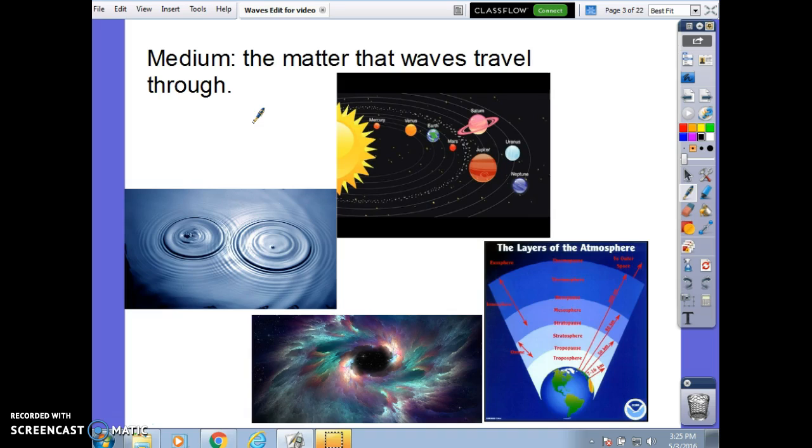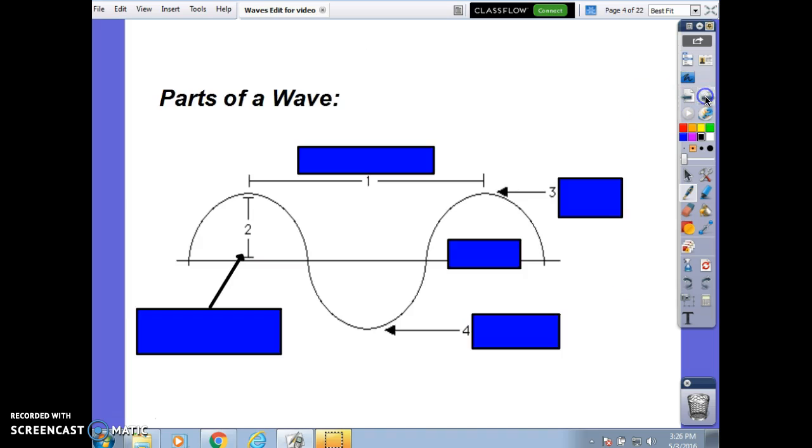So some of the mediums that we know about that matter travels through include water, like in this picture. Here's a picture of outer space. That's technically a medium that matter travels through. Our atmosphere is a medium. And here's just another picture of outer space for you. So those are some great examples of mediums.